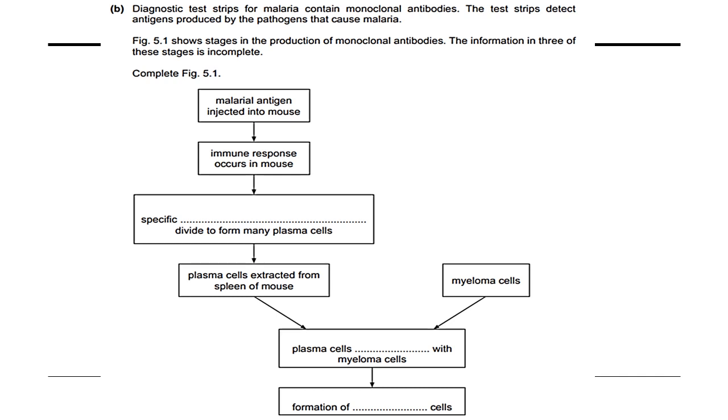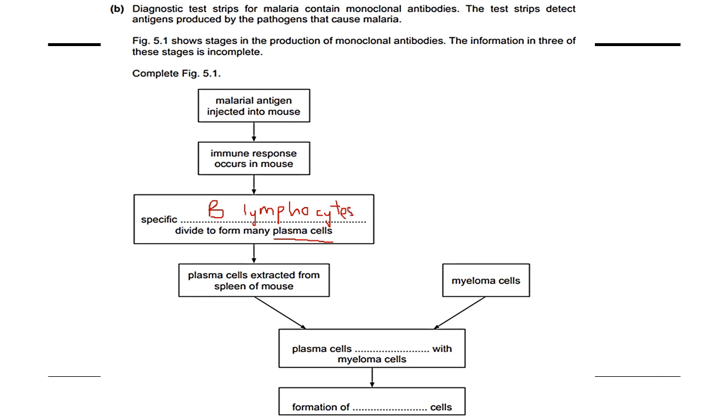Let's see what happens here. Malarial antigen is injected into a mouse, an immune response occurs in the mouse, and the mouse will then make specific B cells. Over here it's already quite easy because they tell you specific B cells divide to form many plasma cells. Which immune cells form plasma cells? They are the B cells, or if you're feeling fancy you can say the B lymphocytes. The B lymphocytes are the ones responsible for the formation of plasma cells.